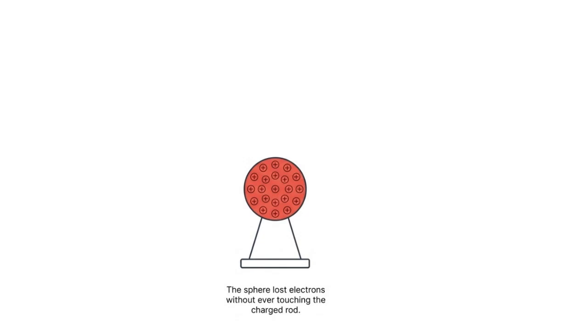This image shows that the sphere became positively charged by losing electrons, even though it never came into direct contact with the charged rod.